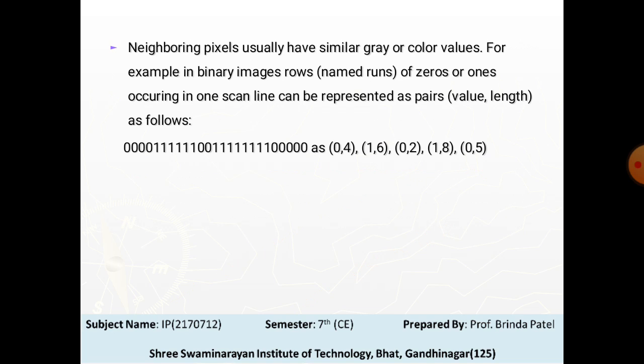So neighboring pixels usually have similar gray or color values. For example, in a binary image, a row of zeros or ones occurring in one scan line can be represented as a pair, meaning value and length. So 0000, 111111111111, 00, 11111111, 00000 is represented as value and length pairs: 0 4, 1 6, 0 2, 1 8 and 0 5.